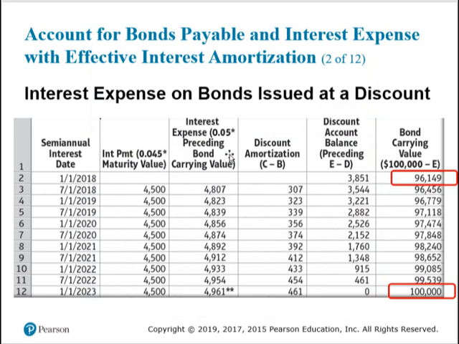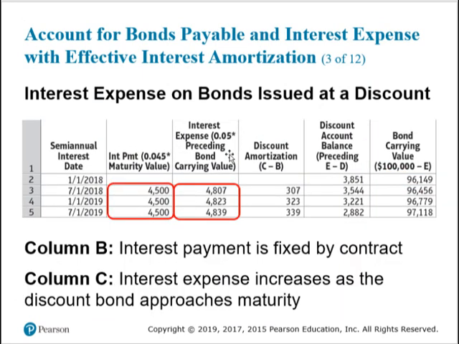For those of you who don't use Excel, this is a great example of why you should. The first column lists the dates of the interest payments. The second column shows the interest payment. Notice that the amount of the payment is the same every period, $4,500.